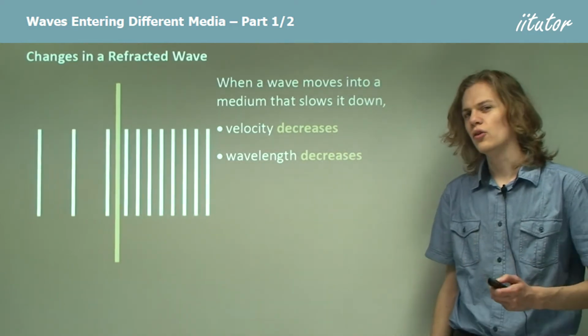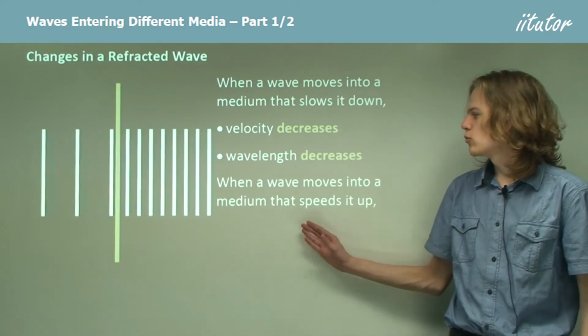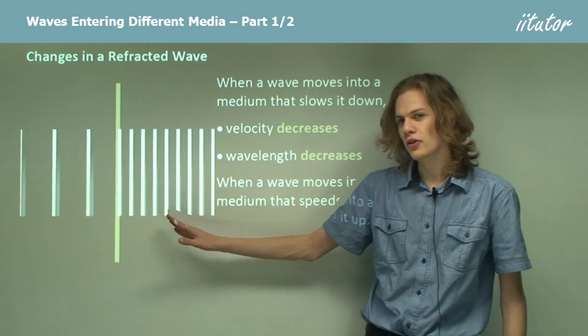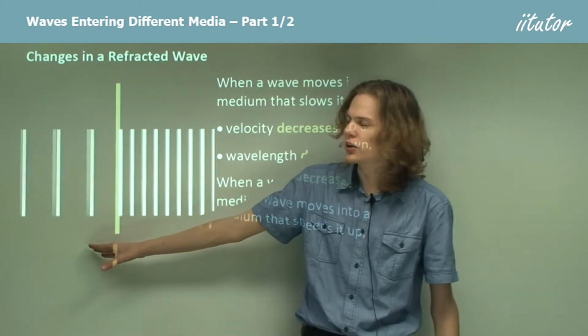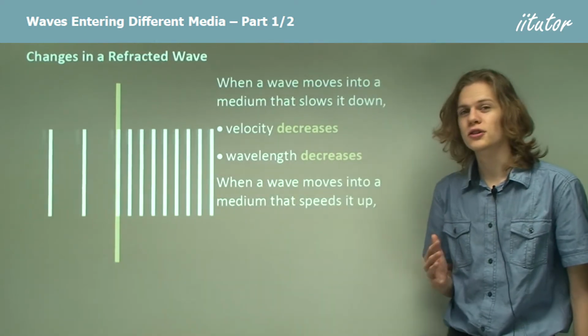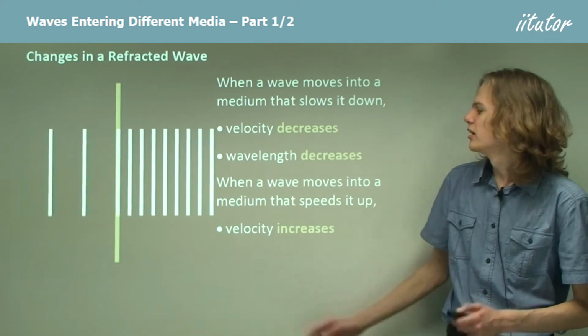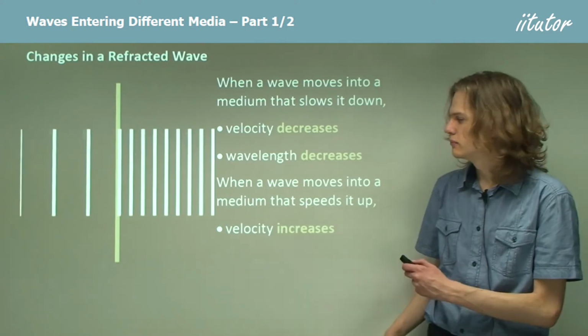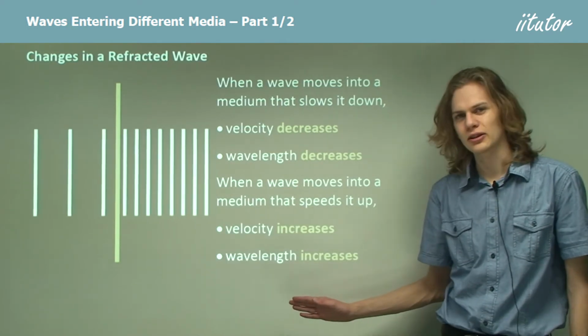So what if we went the other way? What if we had a wave moving from a slow medium into a fast medium? Well, in that case, we just get the opposite effect, wouldn't we? We'd get the velocity increasing and the wavelength increasing.